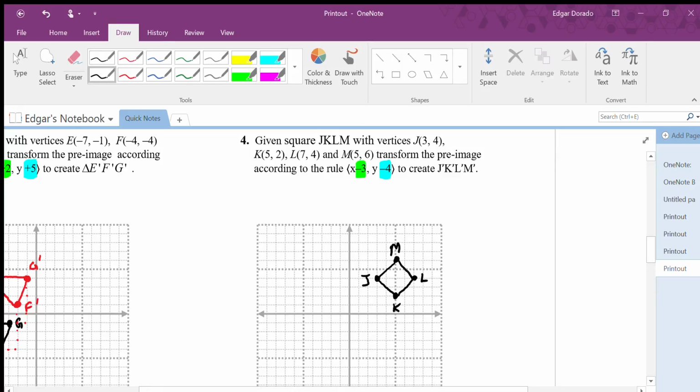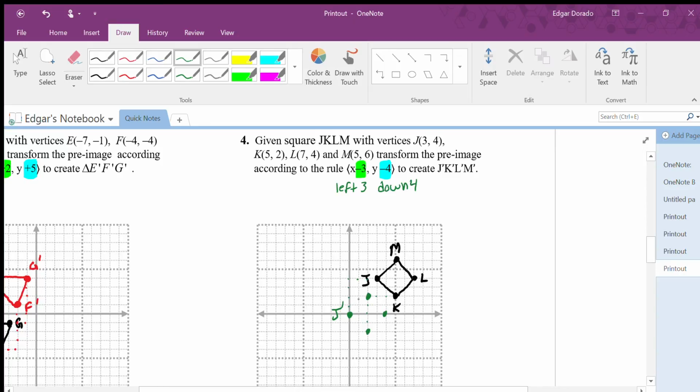Alright, now I'm going to go according to my rule. My rule tells me to go left 3 on every point and down 4. So I'm going to go ahead and just start with J again. I'm going to go left 3, 1, 2, 3, and down 4, 1, 2, 3, 4. Looks like I'm right there. That is my J prime. Now I'm going to go ahead and do K. So left 3, 1, 2, 3, down 4, 1, 2, 3, 4. Same thing with L, left 3, down 4, and same thing with M.